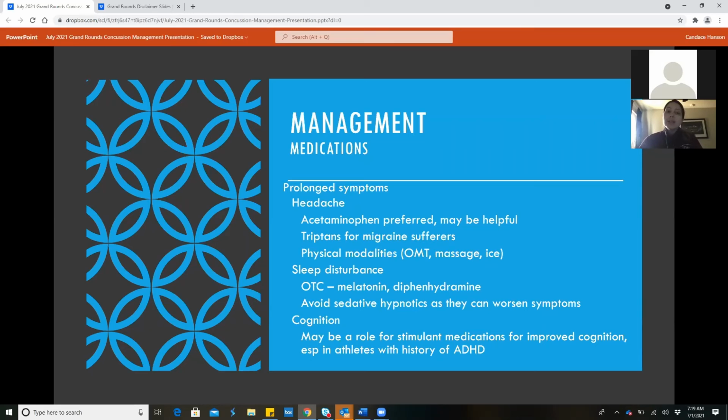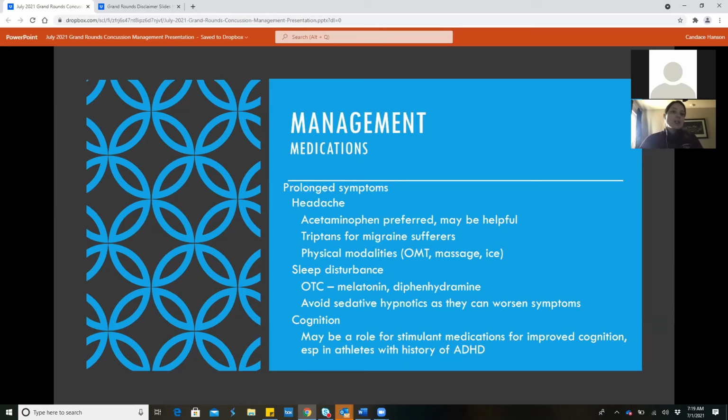And considerations for physical modalities, osteopathic manipulative treatment, massage, physical therapy for neck pain, ice, all sorts of different things. A lot of athletes get continued headaches because they have neck pain from their concussion that causes stress headaches, as opposed to a true headache from their concussion itself. So absolutely, if we're focusing on some of those other physical aspects, sometimes we can get them better faster as well.